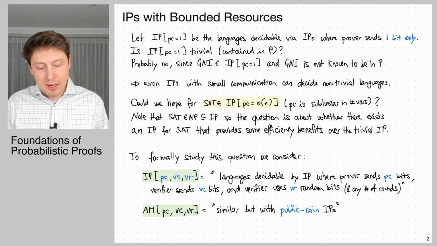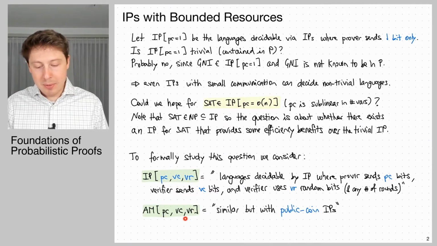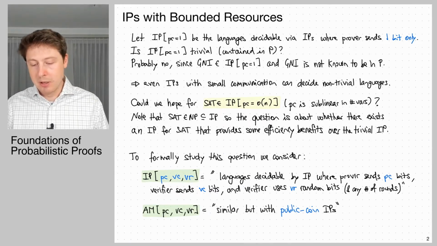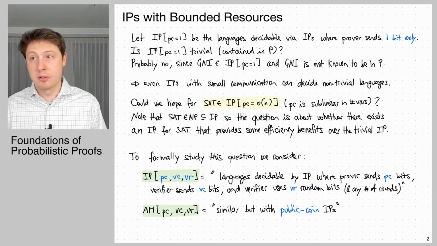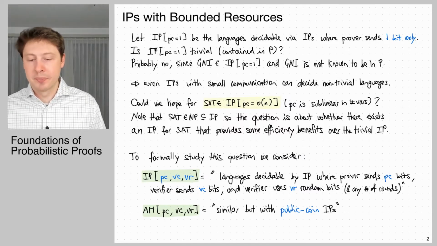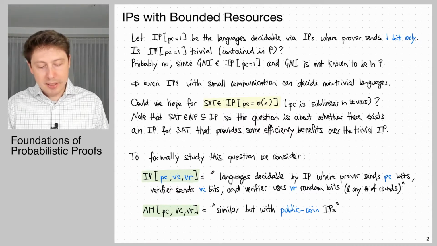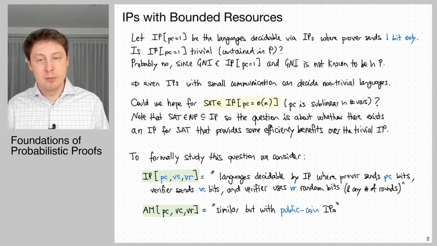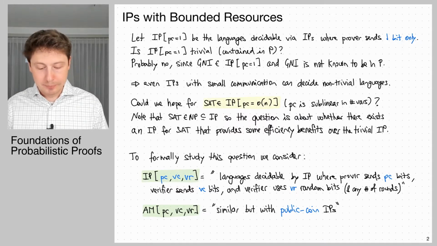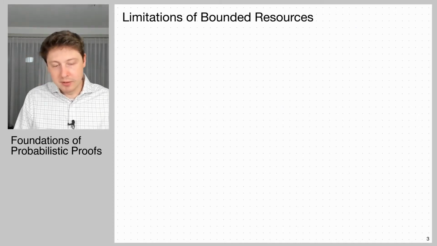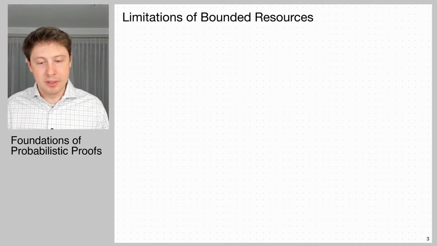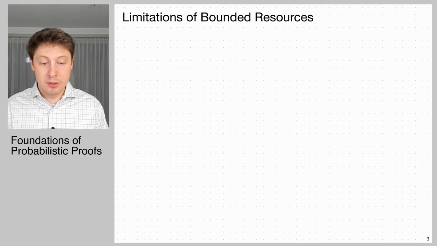And then we can also define AM with the same 3 parameters to be the very same thing, but with public coin interactive proofs. That could be a restriction. It turns out it's going to matter a little bit today. And as we vary these parameters, we want to study how powerful these complexity classes are going to be. There's a variety of results that are known about interactive proofs with bounded resources.